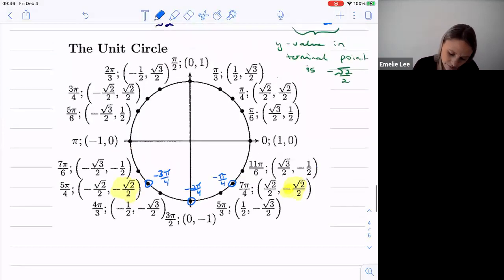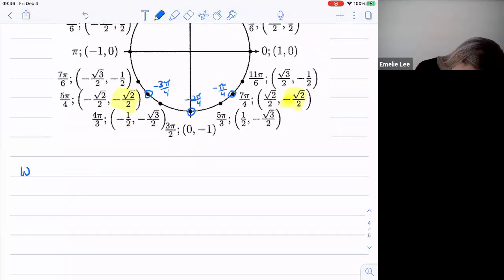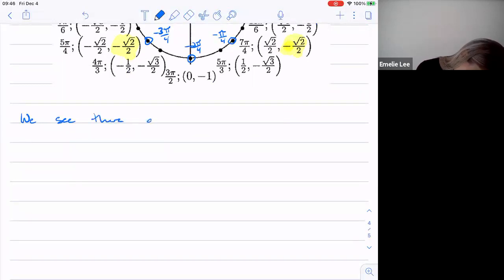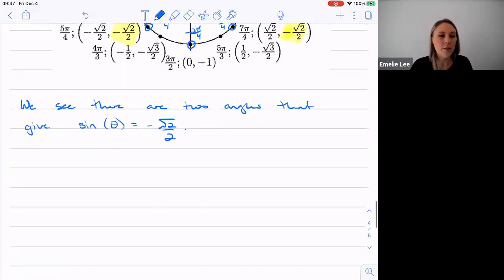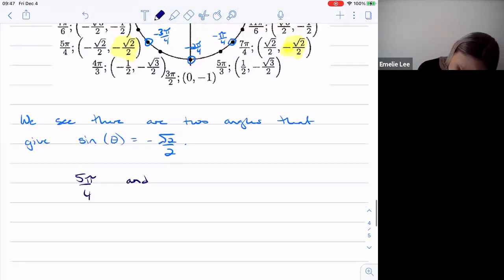So there's actually two angles, right? 7π/4 and 5π/4. If we're talking about the positive angles, there are two angles that give me this y value, right? So this sine equals -1/√2. We see there are two values or two angles that give sine theta equals -√2/2. Okay. In the positive direction, we can have 5π/4 and 7π/4.